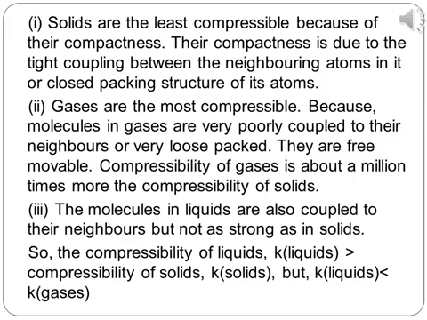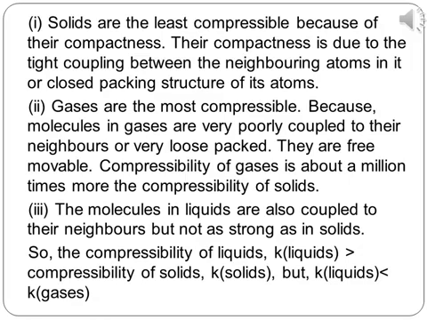What is the reason for the lowest compressibility of solid substances? It is because of their compactness. Their compactness is due to the tight coupling between the neighboring atoms in them, or the closely packed structure of their atoms. Thus, they have negligible interatomic distances, which give rise to their compactness. It is the reason for their lowest compressibility or highest bulk modulus.